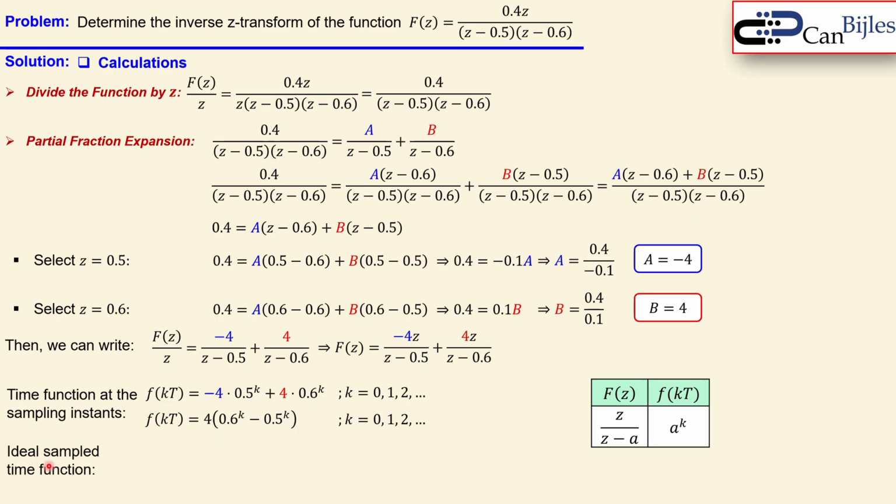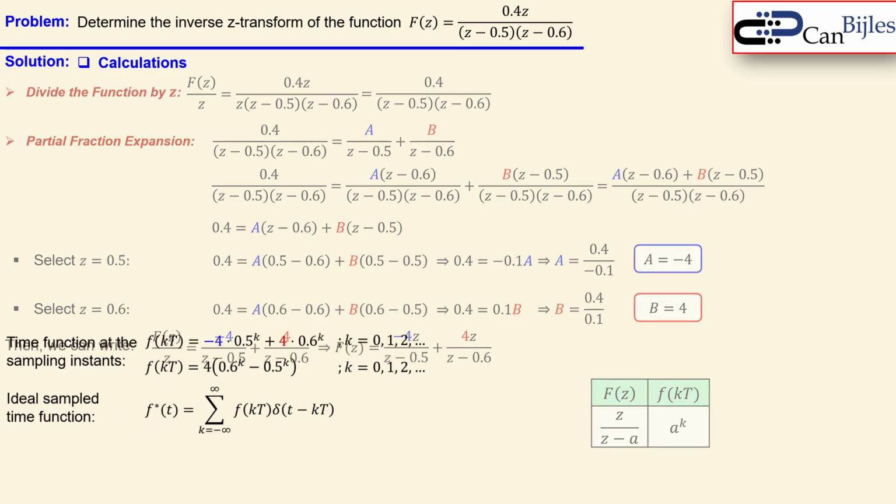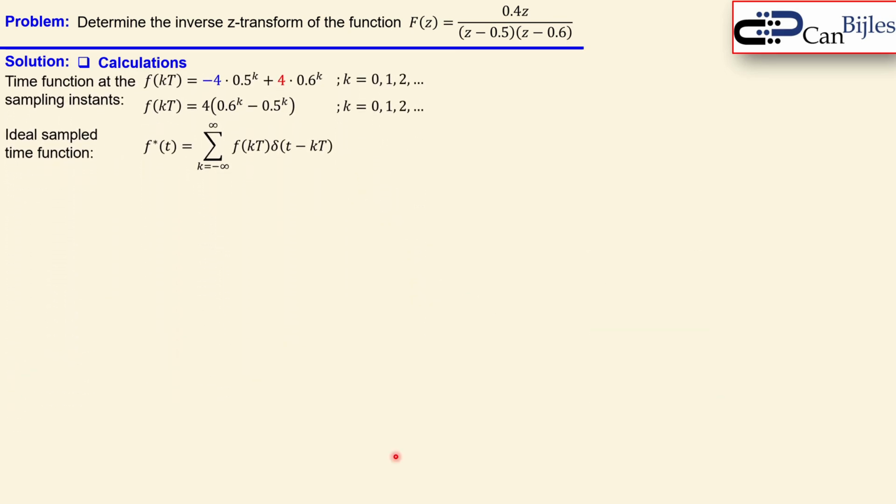Now the ideal sampled time function can be written using this summation, which you see here, as follows. You take this time function at the sampling instance and multiply it by the delta function at specific situations. So we can go from k is minus infinity to plus infinity. In this case we start at k is 0 to infinity, and you have all your samples. Okay, let's do that in the next steps.